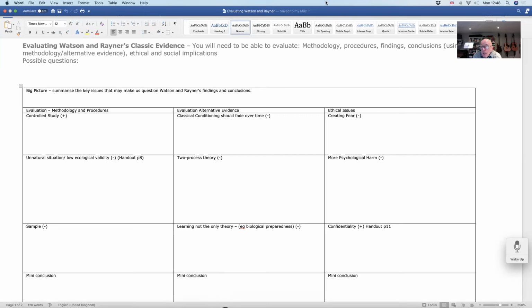As it says in the spec, you need to be able to evaluate the methodology and procedure of Watson Rayner. So you need to say whether you think what they did was done well, whether they followed proper scientific procedures, whether there are any problems with their methodology and procedures. Evaluate the findings and conclusions. Can we believe them? Do we accept them? Are there any problems with them?